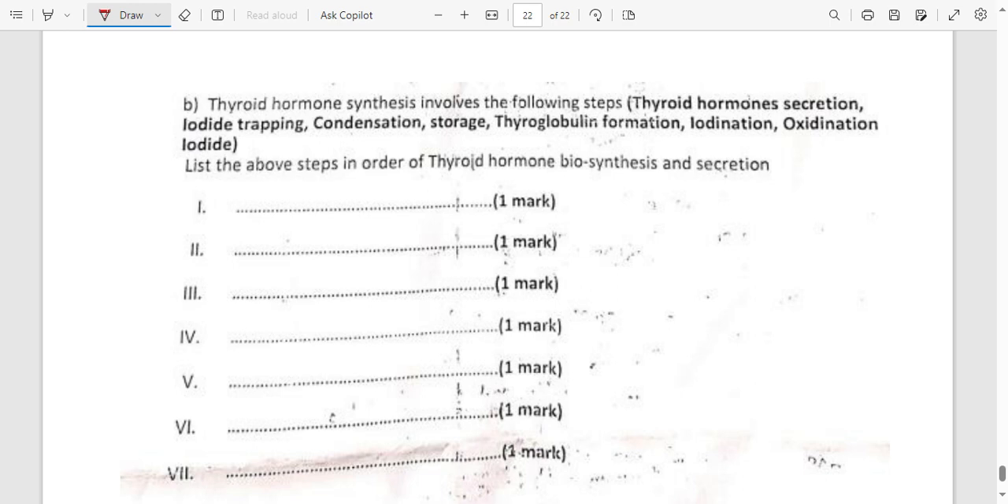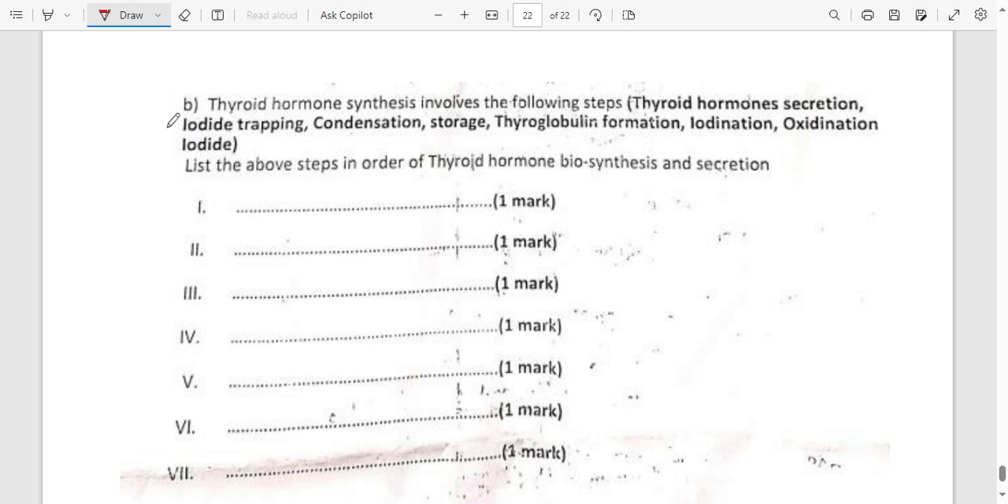When you do the iodination, you can get that iodine and couple it on the thyroglobulin, so that will be condensation, also known as coupling. And then you are going to have the thyroid hormone secreted, and then you can have de-iodination later. So thyroid hormone secretion is going to be later.